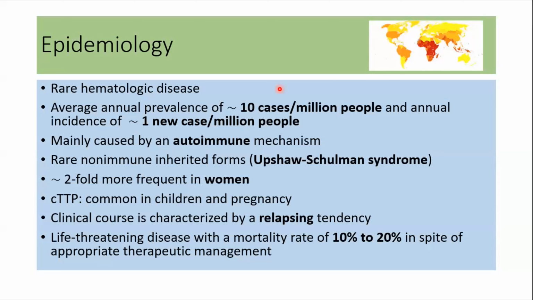Talking about the epidemiology, it's a rare hematological disease with annual prevalence of 10 cases per million people and annual incidence of 1 new case per million people. It mainly occurs by an autoimmune mechanism. However, rare inherited forms can be present, and it's more common in women. And congenital TTP occurs more in children and in pregnancy. Clinical course is characterized by a relapsing tendency, and the mortality rate is 10 to 20% in spite of appropriate therapeutic management.